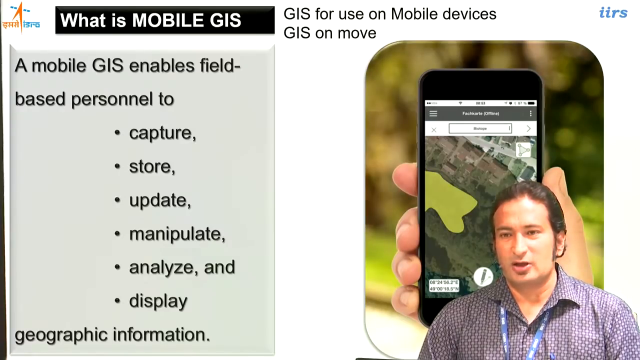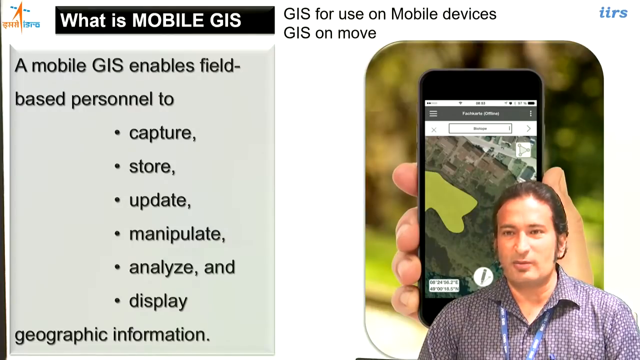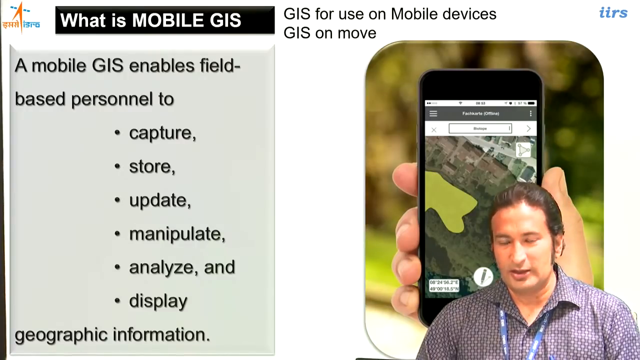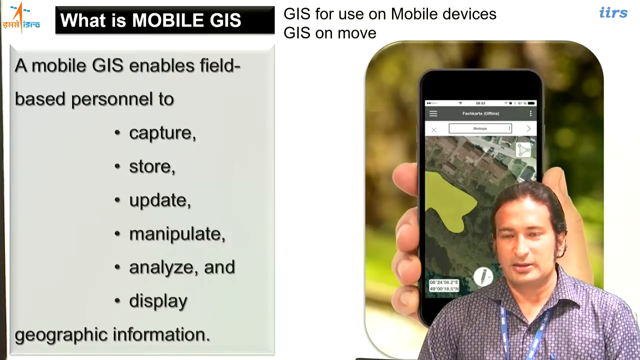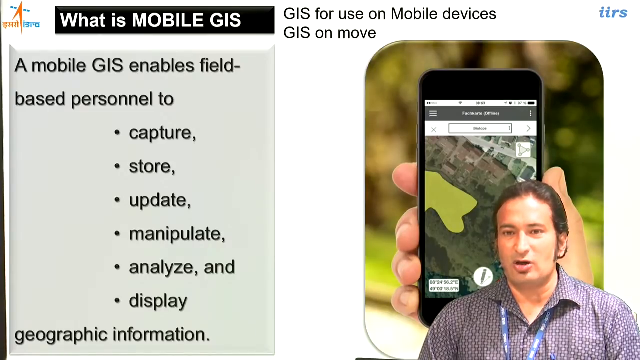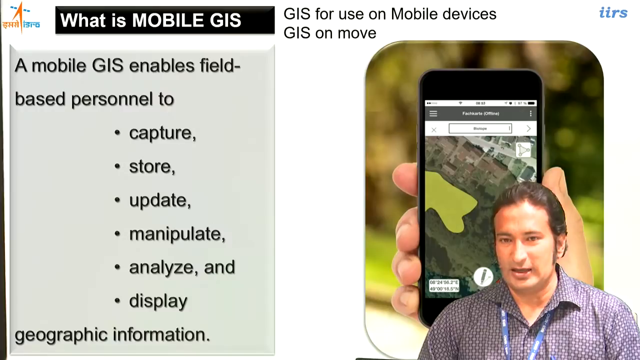Similarly, storage. Since the memory or the storage size of the mobile GIS is limited, still a limited amount of storage can also be performed over the mobile. Similarly, updating: some data is already there on the server and you want to update it, so that is also quite possible with the help of mobile GIS.